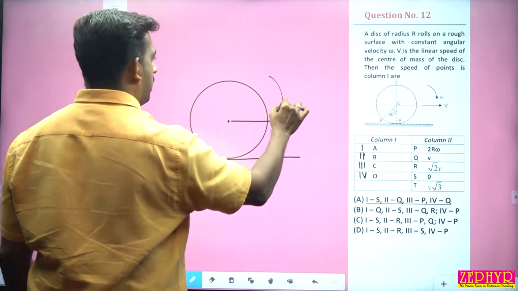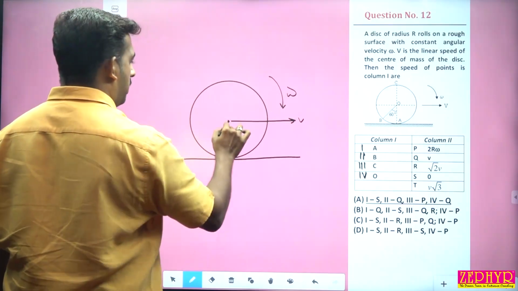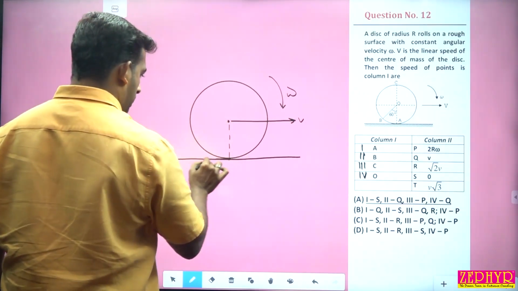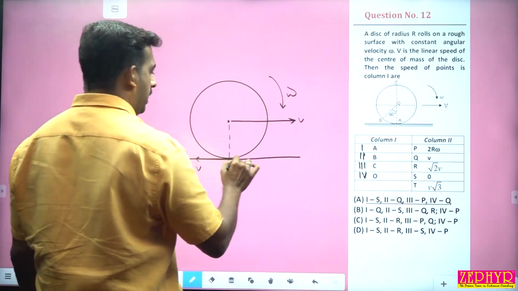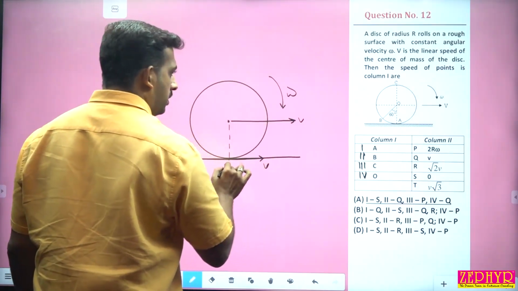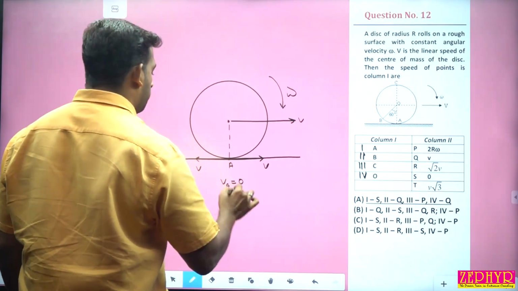It is rotating with an angular velocity omega, and here at the point of contact, the velocity is in the backward direction. Since it is rotating like this, the tangential velocity will be equivalent to the velocity in the forward direction. So the net velocity at the point A will be equal to 0, since they are in opposite directions.